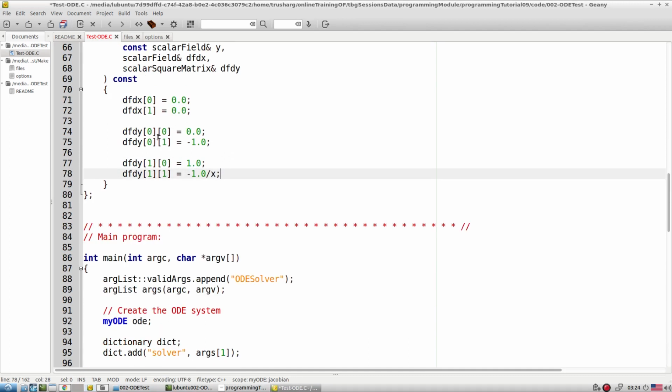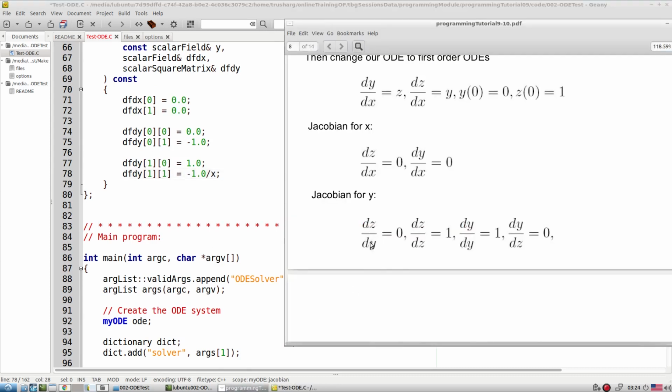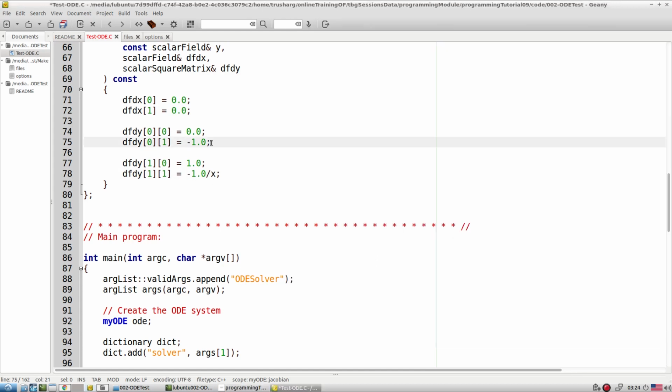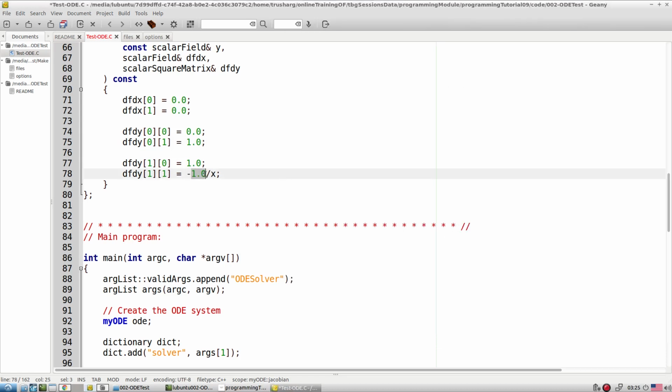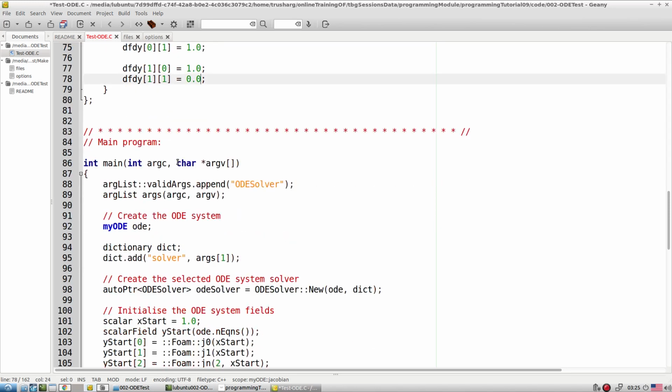So del f by del y 0 0 equal to 0. Then del f by del y 0 1 equal to 1. Okay, so that becomes 1. Then del f2 by del y equal to 1. Okay, then del f2 by del y2 equal to 0. So that goes as a 0. Okay, so we are set with all these entries.